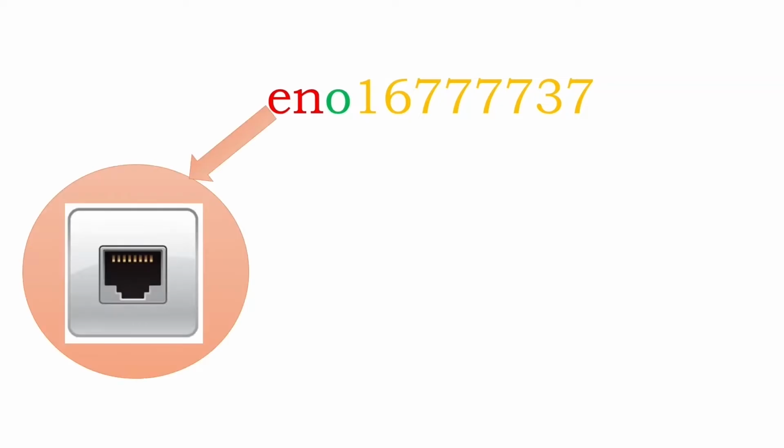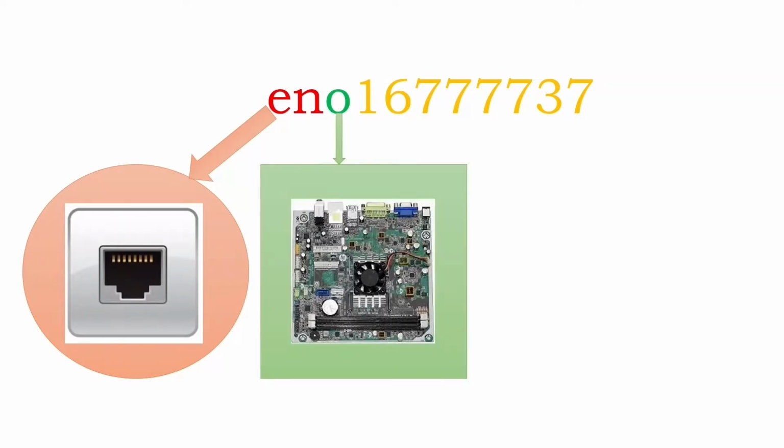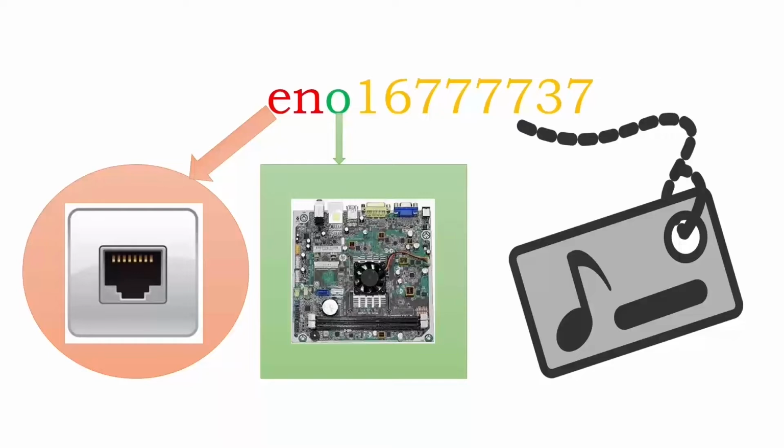Let's take an example name, ENO167777737. In this name, the first two letters EN stand for an Ethernet interface. The next letter O stands for an onboard interface. The remaining number 167777737 is a unique ID number.